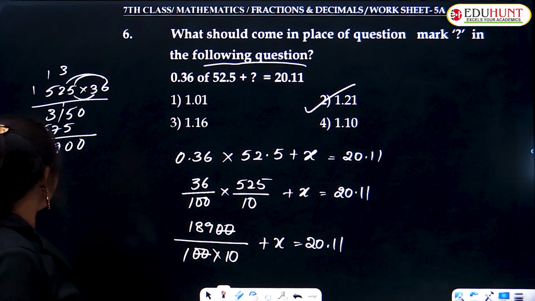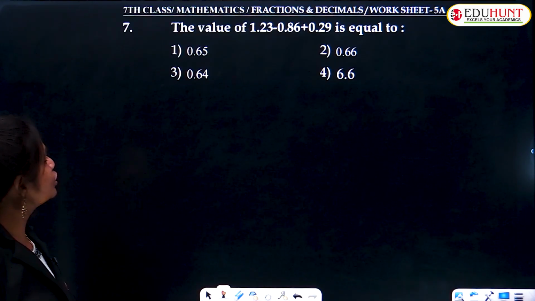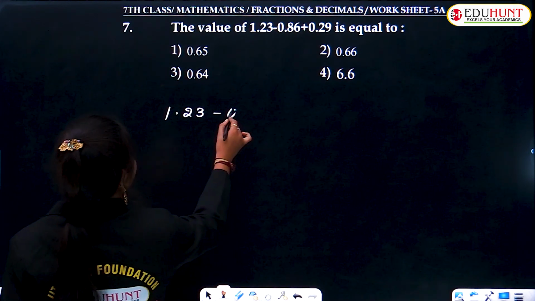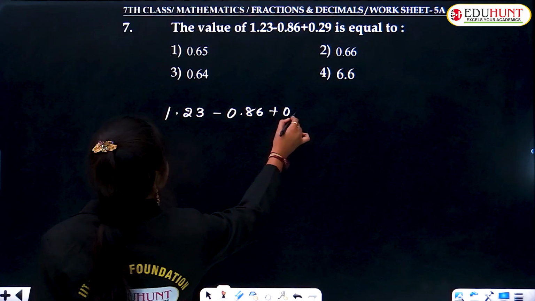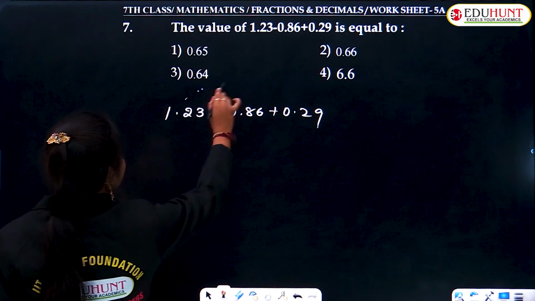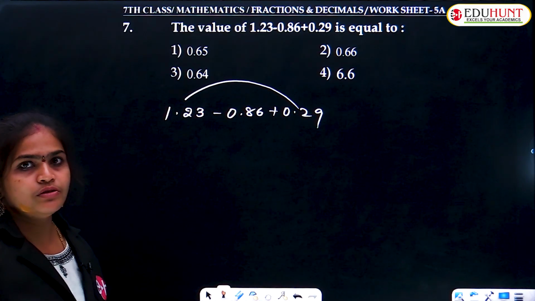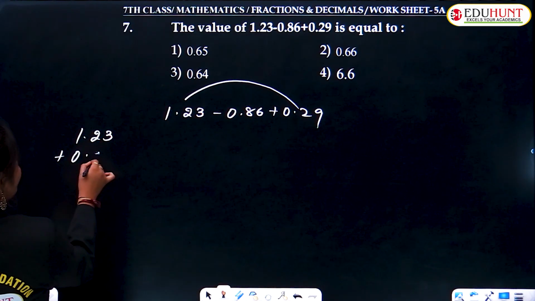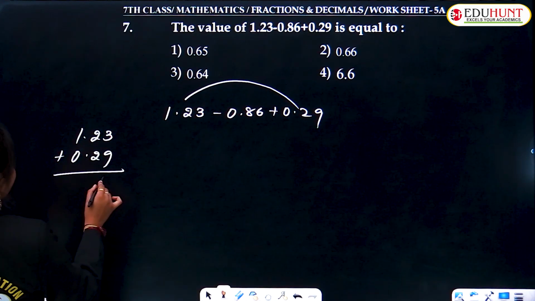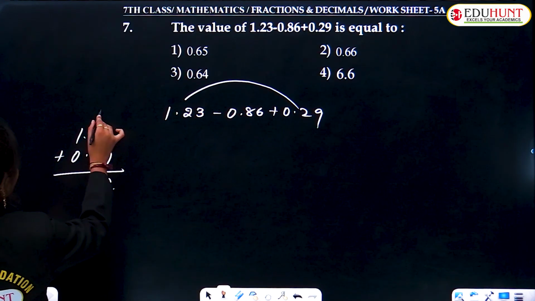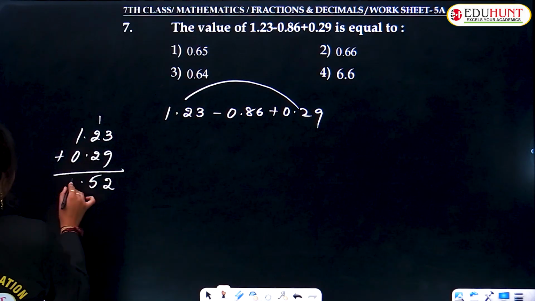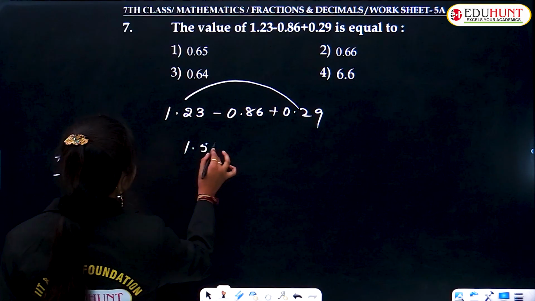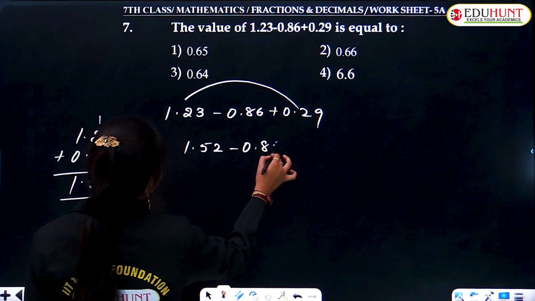Understood? And finally we have the last question. The value of 1.23 minus 0.86 plus 0.29. These two numbers have the same sign, no? So just add those two numbers. 1.23 plus 0.29. 9 plus 3 is equal to 12. 2 plus 2, 4 plus 1, 5. 1 plus 0 is 1. So 1.52 minus 0.86.